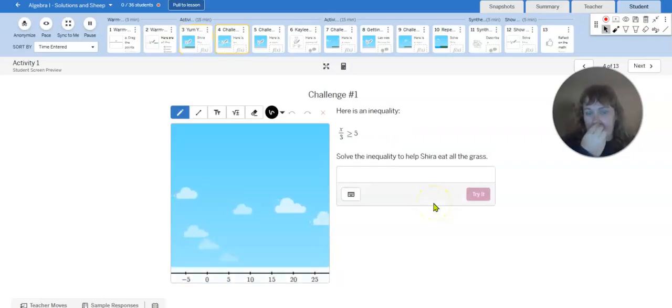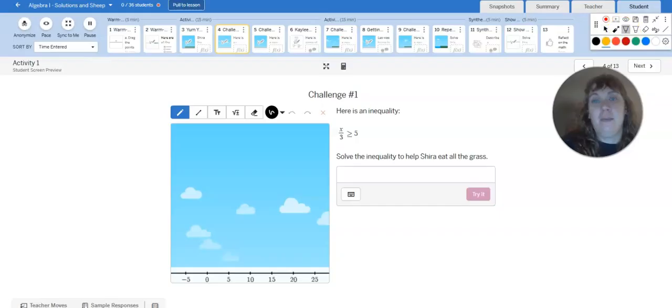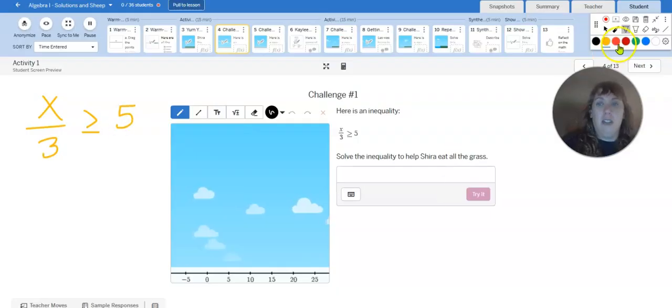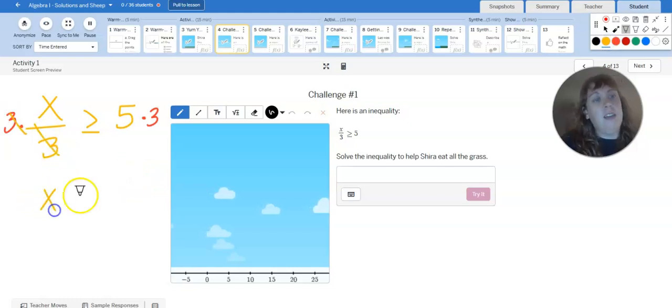Here's an inequality. x divided by 3 is greater than or equal to positive 5. And we want to solve the inequality. So since this is being divided by 3, we're going to do our opposite and multiply both sides by 3. The 3's cancel, and we have x is greater than or equal to 5 times 3, which is 15.